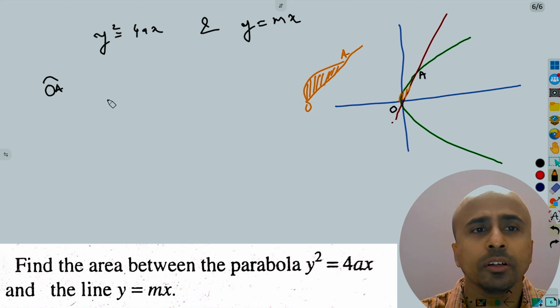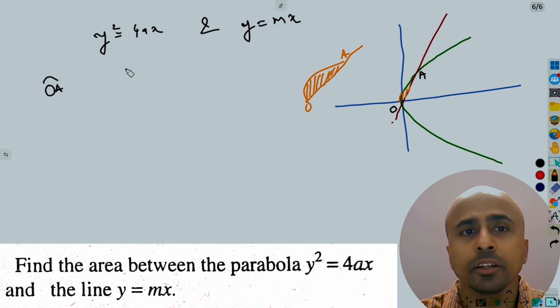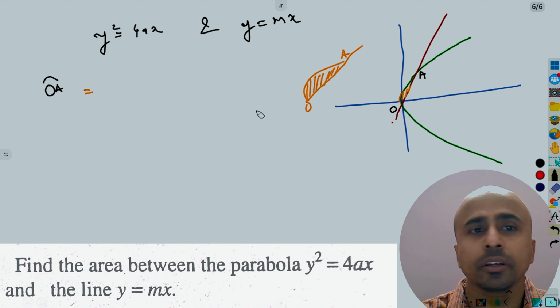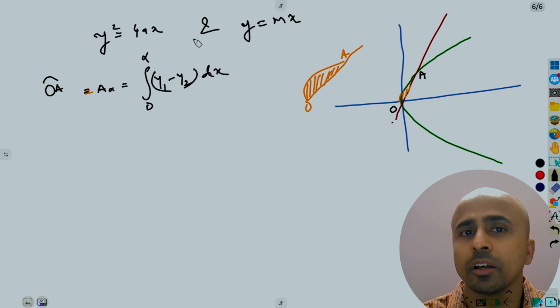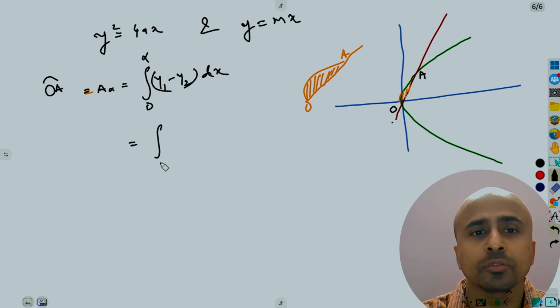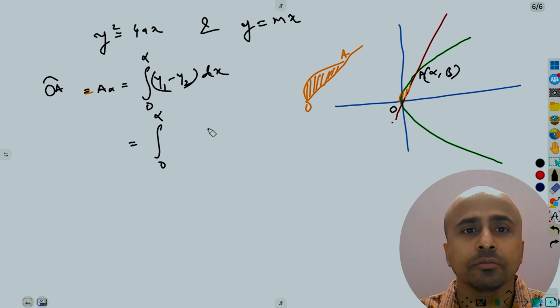So the same formula. Which one is the upper curve here? This one, right? Let me use black. Area equals the integral from 0 to alpha of (y1 minus y2) dx, where y1 is the upper one and y2 is the lower one. From 0 to alpha, we don't know what alpha is, but we will evaluate it after some time, as we did in that problem.